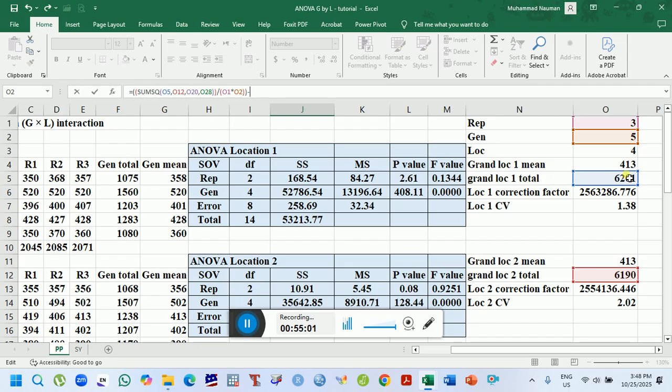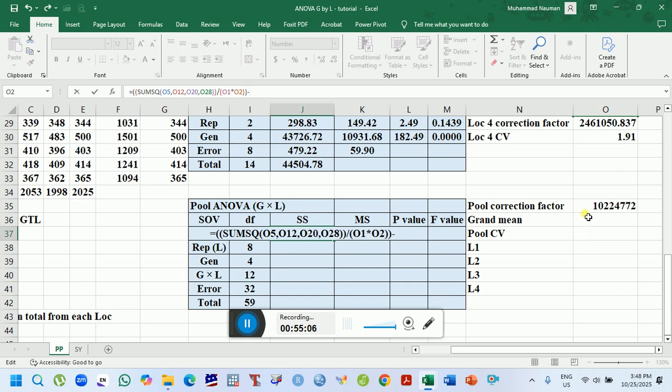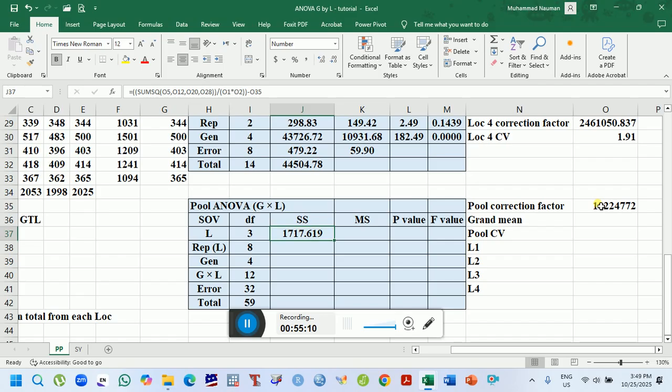Minus correction factor, pooled correction factor. Here it is. Enter. Now we will calculate the replication with the location sum of square.